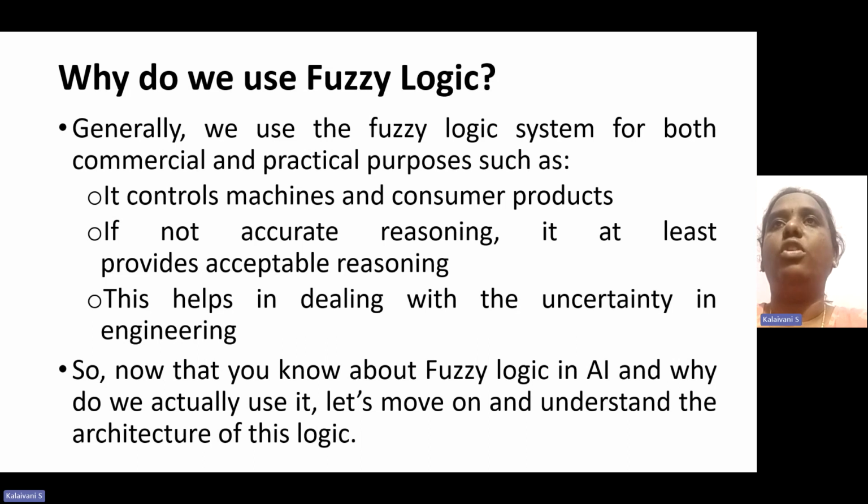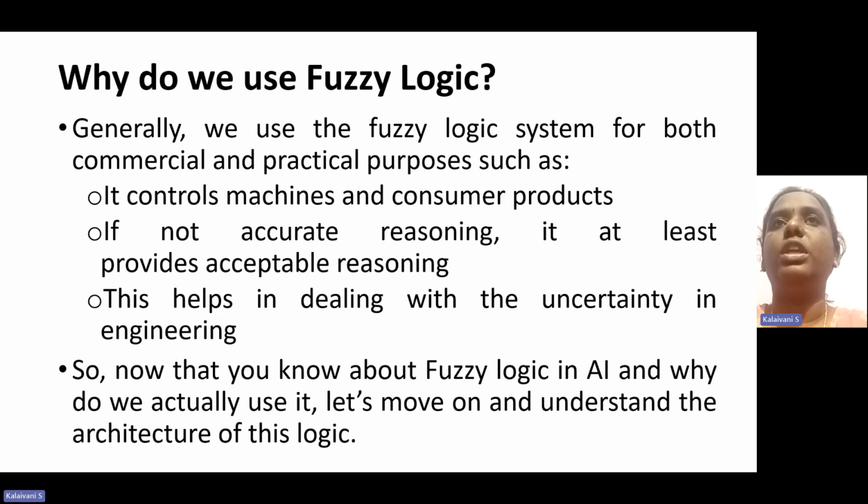So when we go for fuzzy logic, the information is either partially available or little information is available, so then we go for fuzzy logic. Even if there is not accurate reasoning, it at least provides acceptable reasoning. That is what fuzzy logic is, and it helps in dealing with uncertainty in engineering. So this is the major application of fuzzy logic.